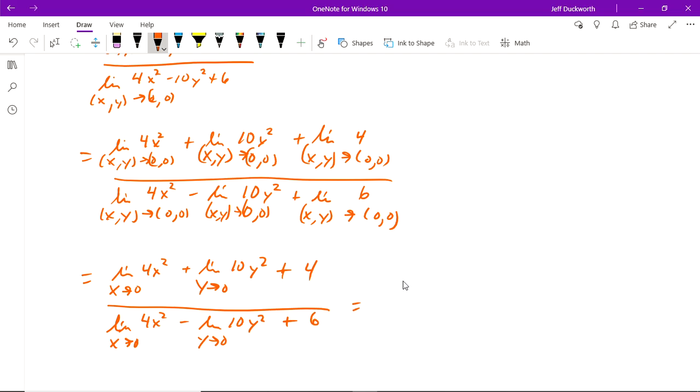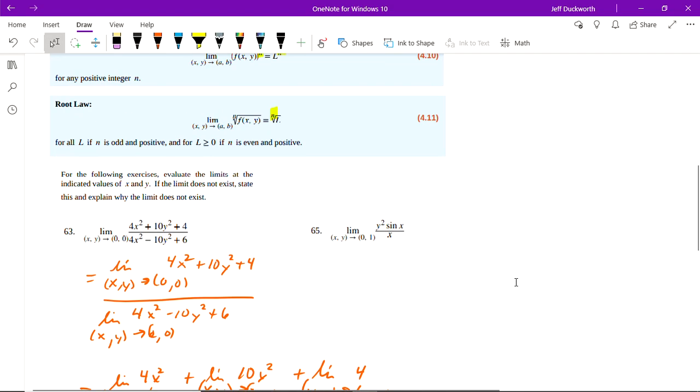So ultimately, this is going to equal 4 over 6. As we plug in 0 for either the x squared or the y squared, it goes to 0. So we have 4/6 or 2/3. And again, all that work wasn't really necessary for this problem. At this point, we could substitute in the 0, 0, and it would turn into 4 over 6. But that's how we use the limit laws. Number 65 is going to involve a little bit more.